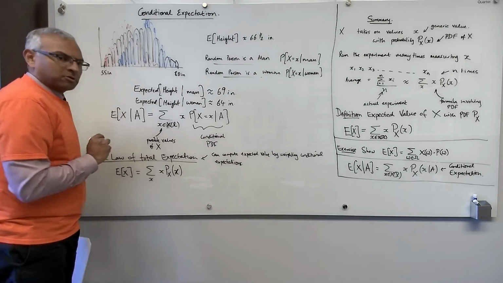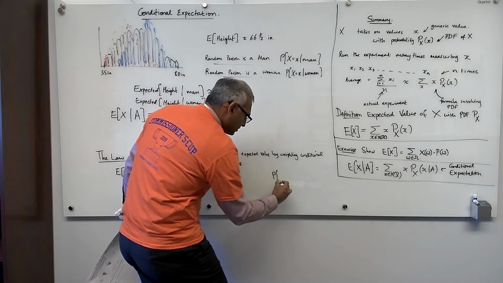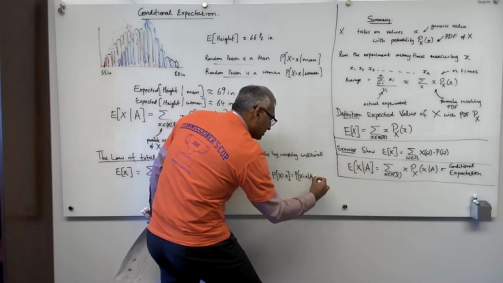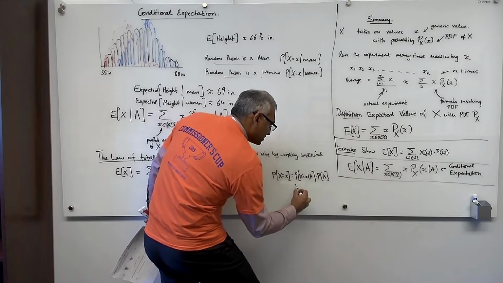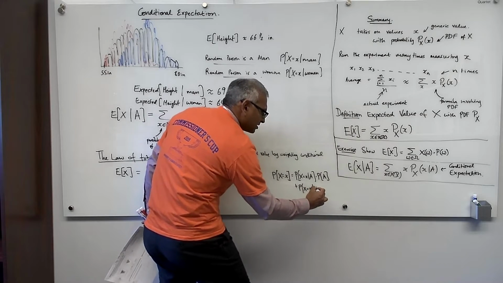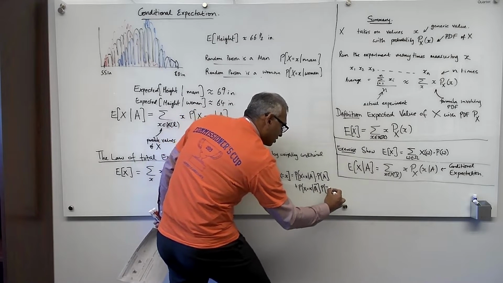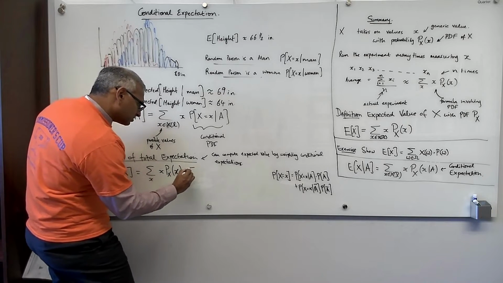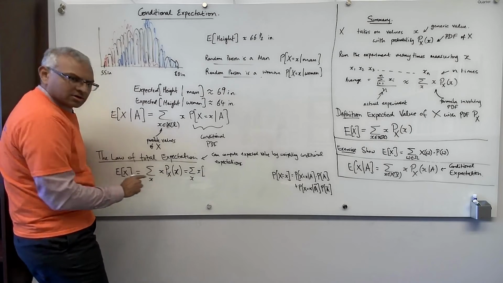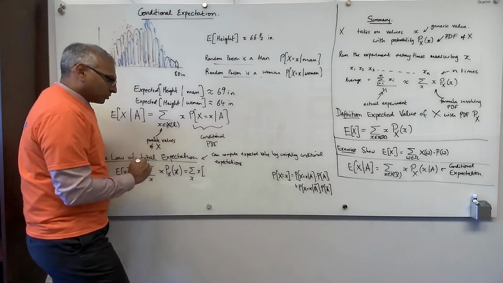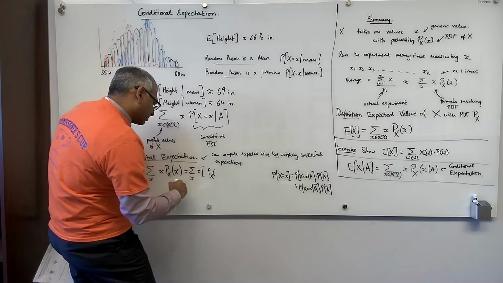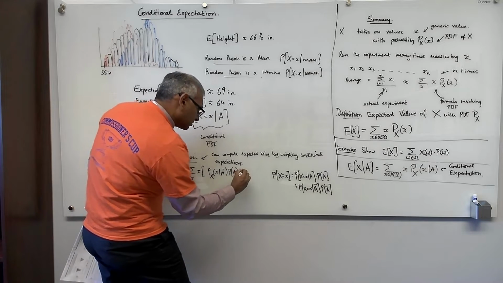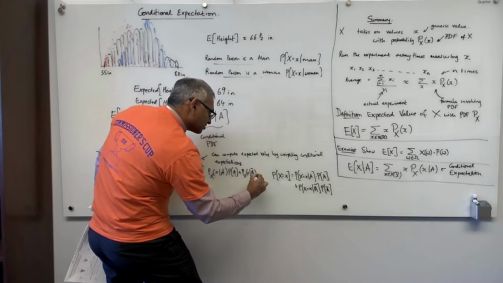But now we use the law of total probability here. The law of total probability says that the probability that big X takes on some value x is equal to the probability that X equals x given A times the probability of A, plus the probability that X takes on the value x given not A times the probability of not A. So we can expand this as the sum over the possible values x times the probability that X equals x, which we expand using the law of total probability: the probability of x given A times the probability of A, plus the probability of x given not A times the probability of not A.